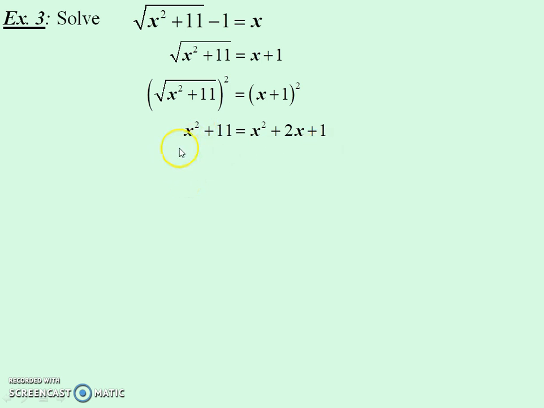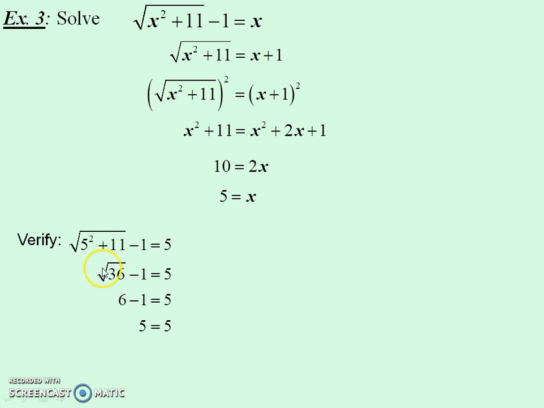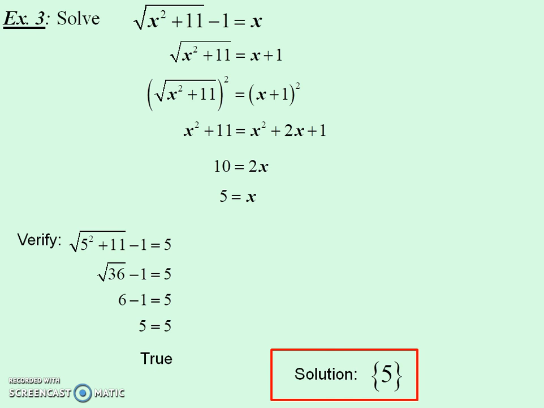Dealing with a quadratic now, because I have x squared terms, what I would normally want to do is bring everything to one side so that I could factor it and have it equal to 0. But in this case, the x squared terms happen to cancel out. So when I isolate, I'll just get 2x on one side and bring this over, I'd get 10 on the other. And that means that x is 5. And again, I'll have to verify when I plug that in. 5 squared plus 11 under the radical is root 36, which is 6. And the x that I plugged in on this side is just 5. 5 is equal to 5. It's true. So the answer here is x is equal to 5.